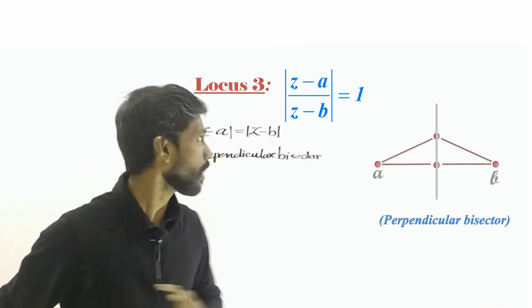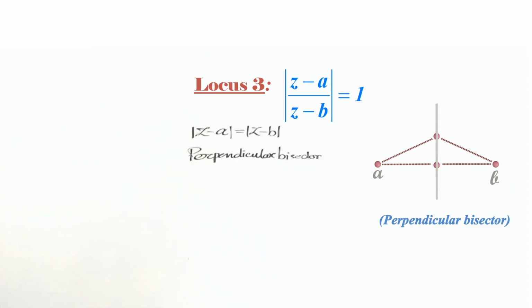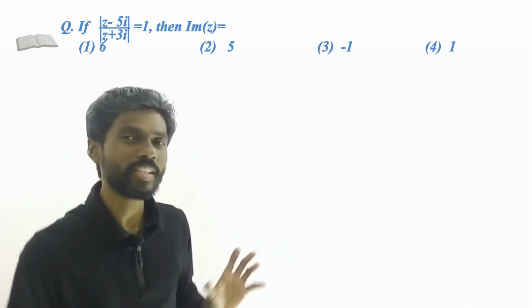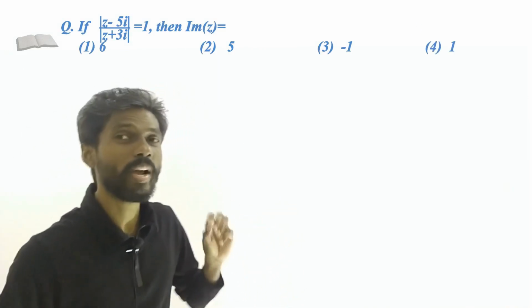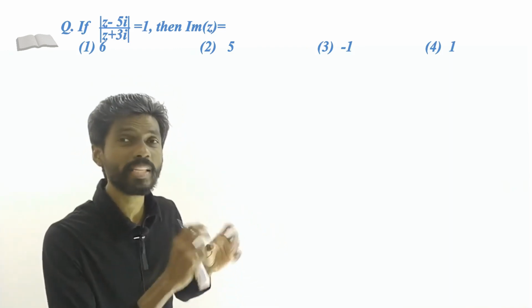All right. See, for example, this question: the equation given here is of the same form, modulus of z minus a by z minus b equal to 1, where a here is 5i and b is minus 3i.